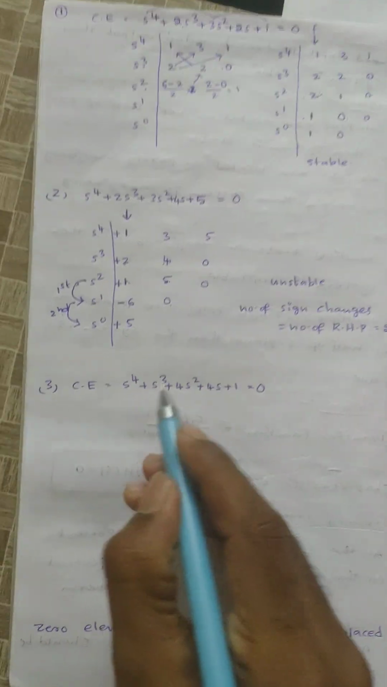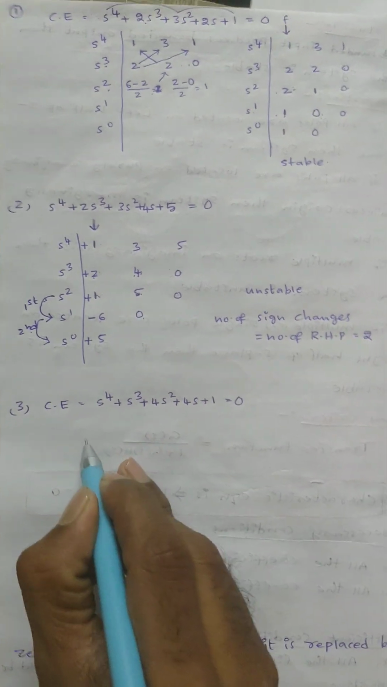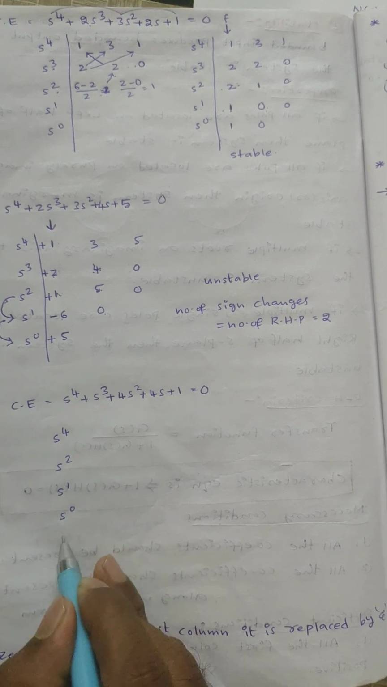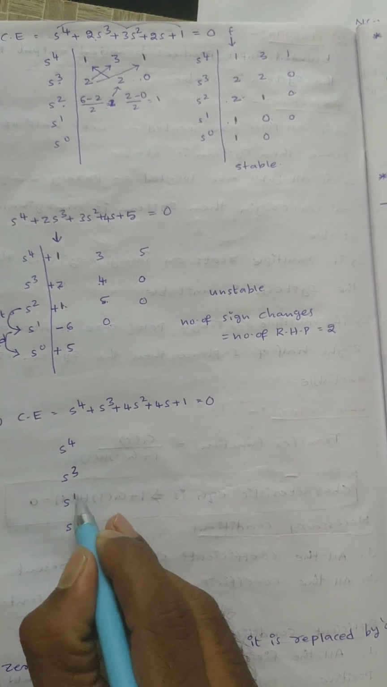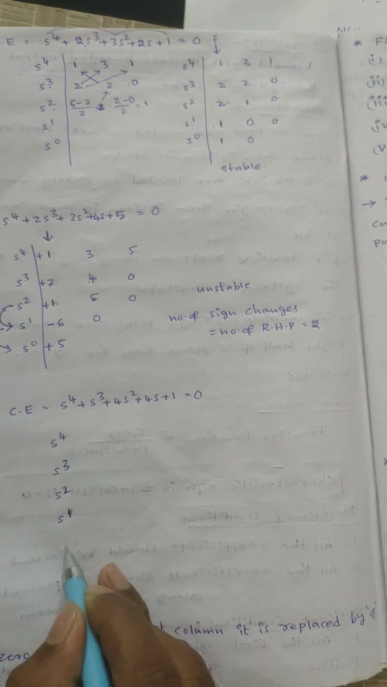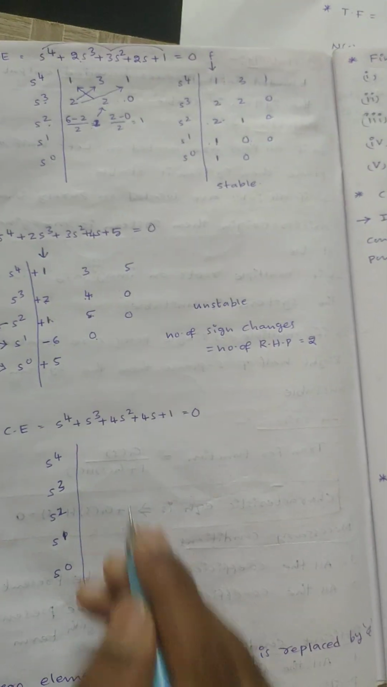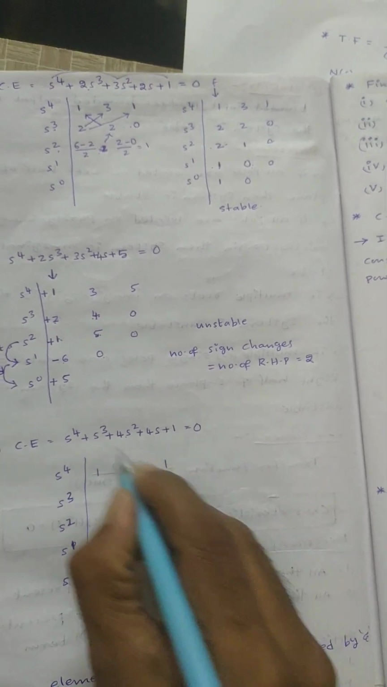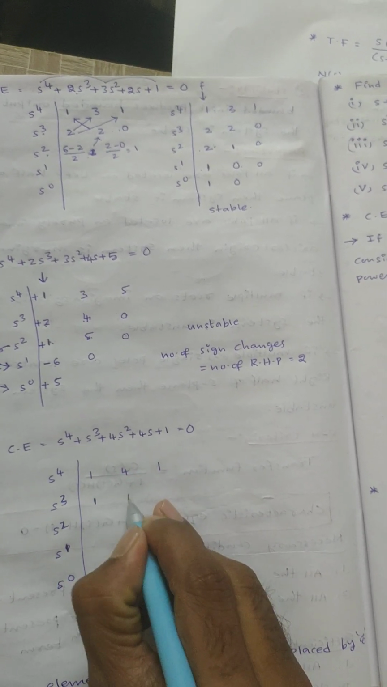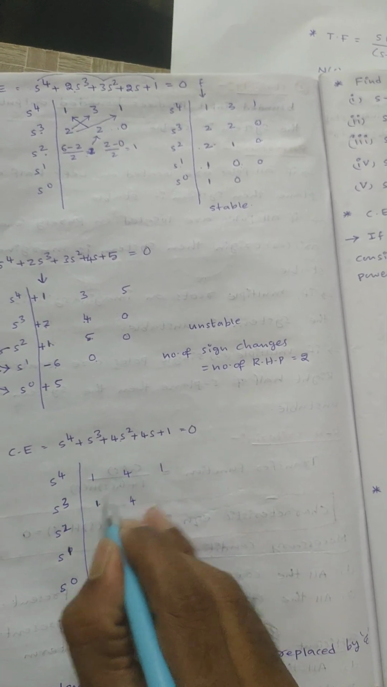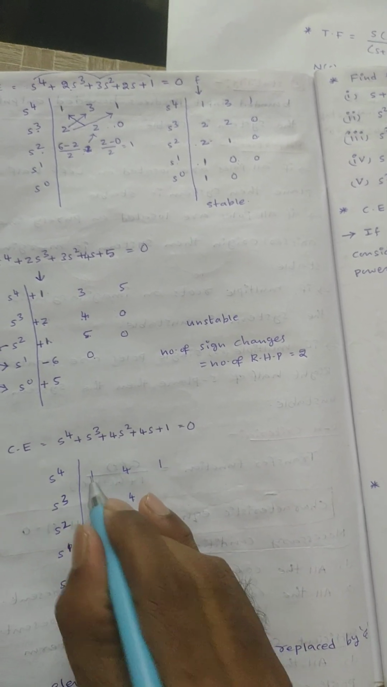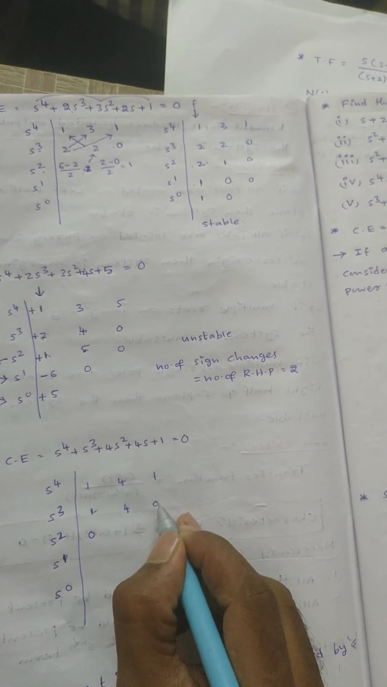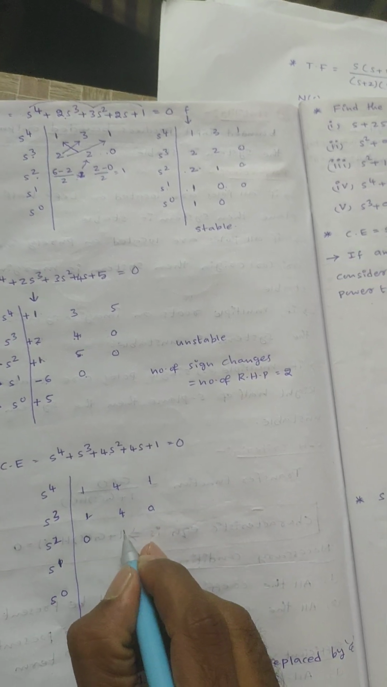Okay, next problem: s power 4, s cube, s square, s power 1, s power 0. Again 1 4 1, next 1 4. Now see here, 1 into 4 is 4 minus 4 into 1, 4 by 1, that value will be 0. After that here it is 0. 1 into 1 is 1 minus 0 divided by 1, you will get 1.